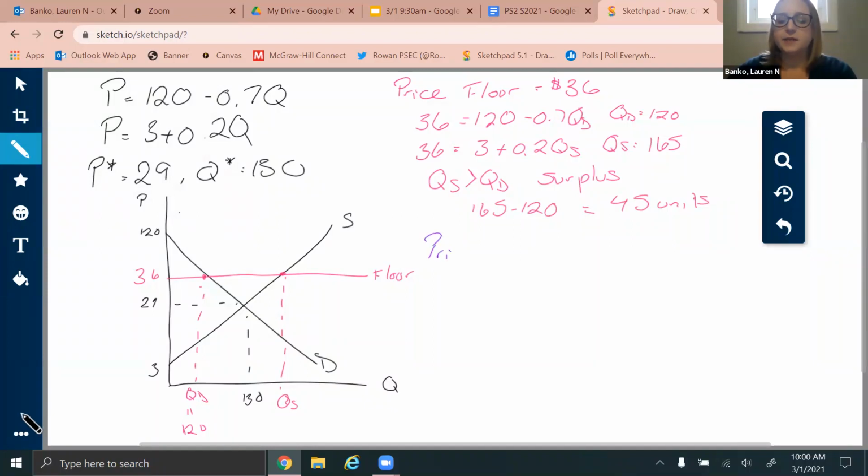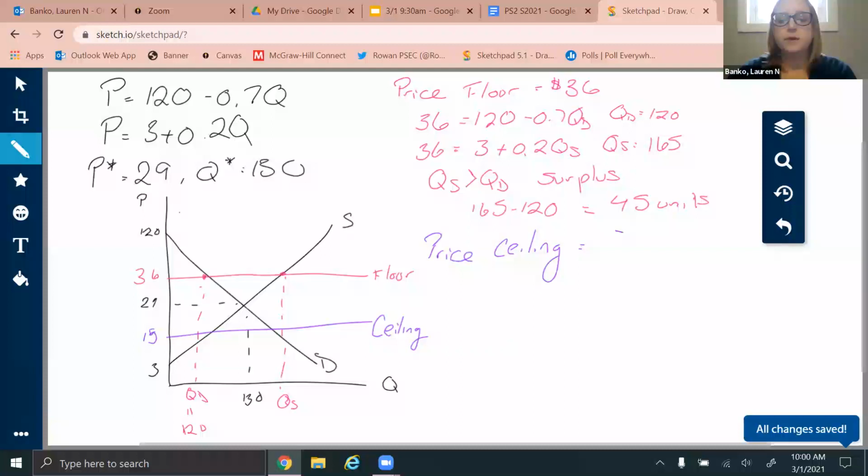A price ceiling is going to cause a shortage. So now instead of a legal minimum price, this is going to be a legal maximum price. And that was of what, 15. So now nobody can buy or sell for more than $15. Again, it's going to cause a difference in quantity demanded and quantity supplied. And as I said, going to cause a shortage. So ceilings, when they're below the equilibrium, are always going to cause shortages.